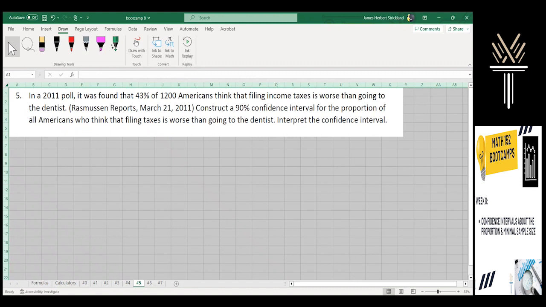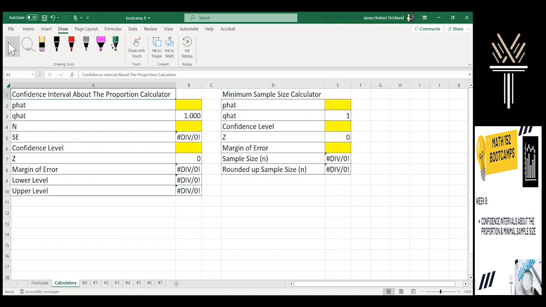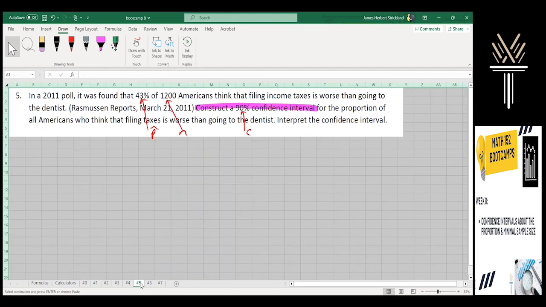Okay. Reading from bottom to top, construct a confidence interval. Sweet. And so they're giving me the confidence already. That's my confidence. We're getting the proportion. That's my p-hat. And we have the total sample size. That's my n. Let's go to the calculator page. Let's highlight our proportions calculator. Let's copy. Jump to the question. Paste it somewhere that we like, maybe over here.